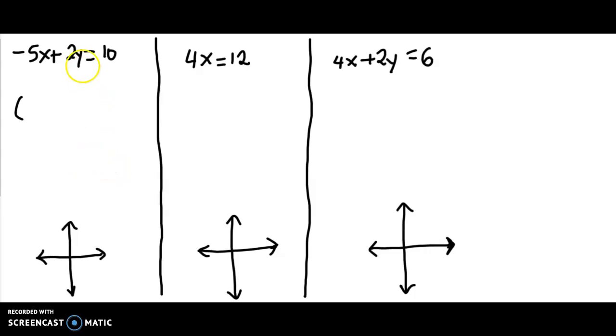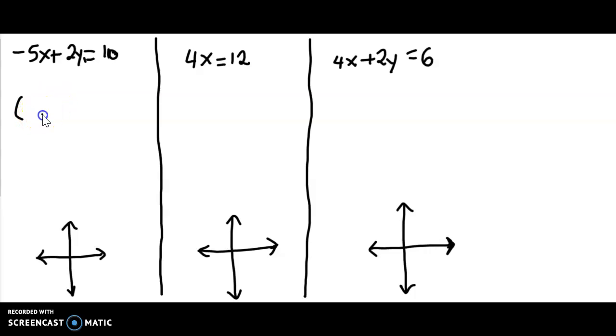Technical issues. Let me just erase really quickly. Erase, there we go. And okay, hopefully we're back in business here.